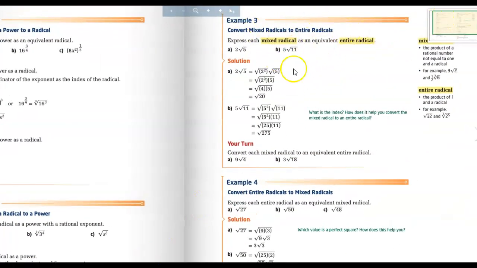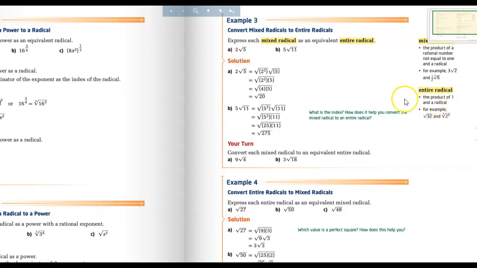So this section, example 3, provides some new information. This is going from mixed radicals to entire radicals. So what is a mixed radical? Here's a formal definition: the product of a rational number not equal to 1 and a radical. Okay, so like right here, look at A. This is a mixed radical because the rational number, the whole number on the outside, is 2, and the radical is right here, so square root 5 in this case, right? So you got those two portions. It's mixed because you got the number on the outside, the rational number, and the irrational number.